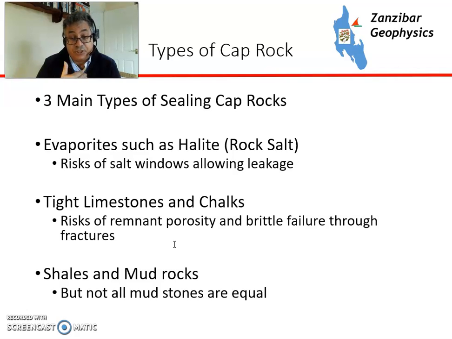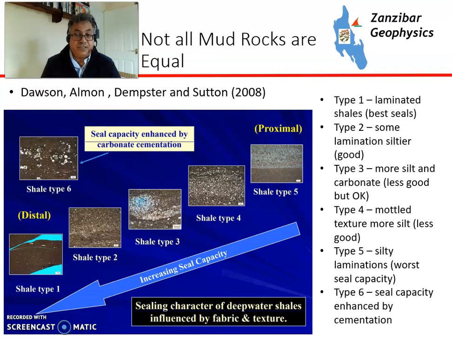Most seals, however, are shales and mud rocks, but they're not all equal. We've got an example here from a paper by Dawson, Orman, Dempster and Sutton from 2008. These are Chevron people, and they looked at different facies of types of shale. Now, mud rocks are not all the same. The best sealed mud rocks are laminated shales with very high clay content, very low carbonate, very low silt. As your contents of silt and carbonate increase, your shales become less good. Also, mud rocks deposited during debris flows that don't have the lamination are less good in terms of seals.